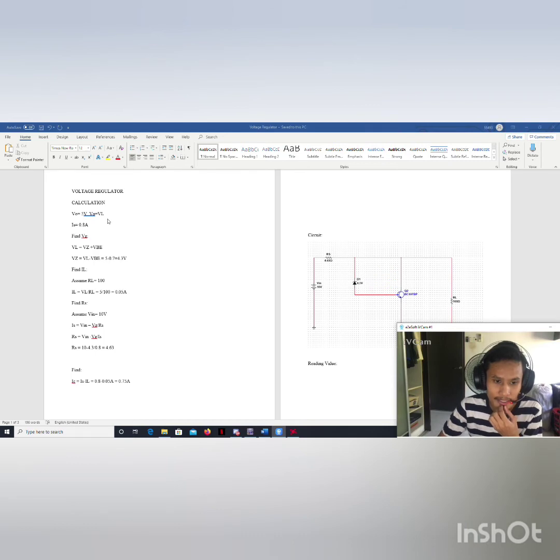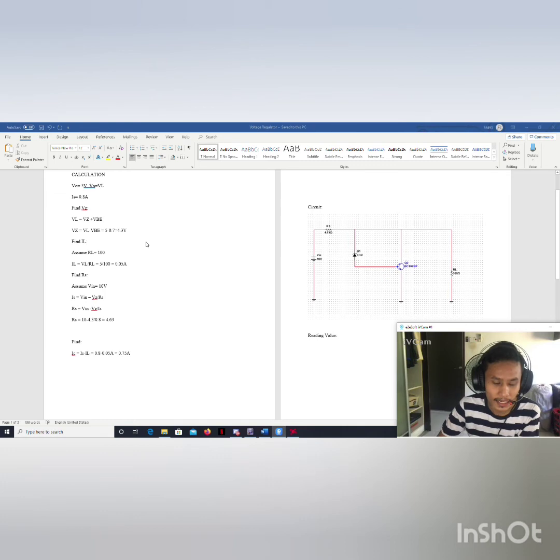The VO and the IS are provided by the equation, which is 5 volt and 0.8 ampere. The first step is we must find the VZ. The general formula is VL equals VZ plus VBE, so VZ will be 4.3 volt. Next, we must find the IL. We are assuming RL is 100 ohm, so IL will be 0.05 ampere.